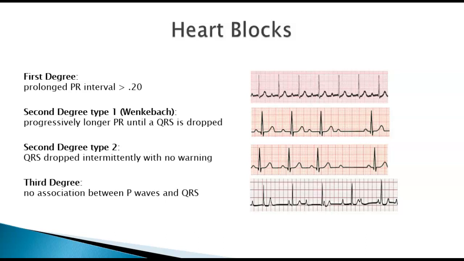This is the one that says second degree type 1, the winky block. It says longer, longer, longer, drop. Now you have a winky block. Your PR interval gets longer with each beat as you see it, and you can probably see it in this little picture right here. And then they have a P with no QRS, so it's dropped. They drop the QRS, and then the P wave comes back and it starts all over. Even though this picture is kind of small, you still can see it.